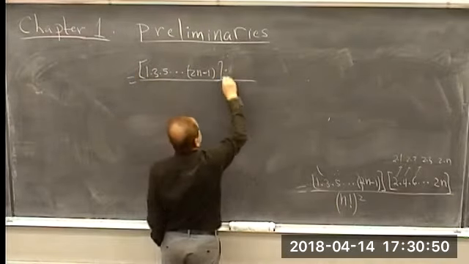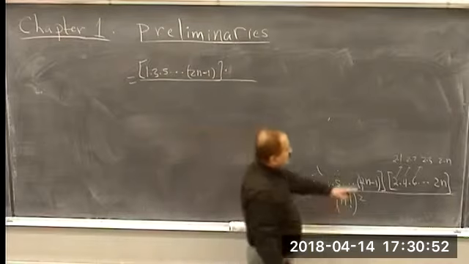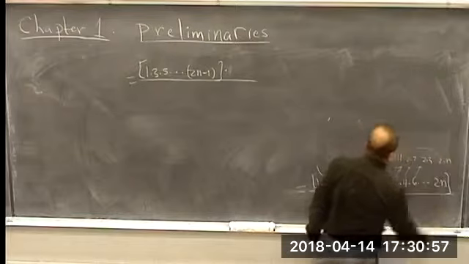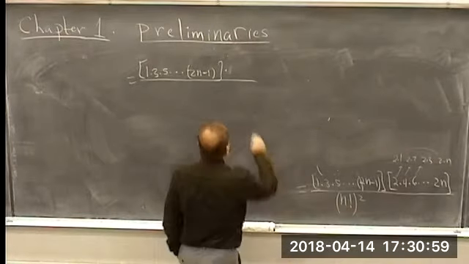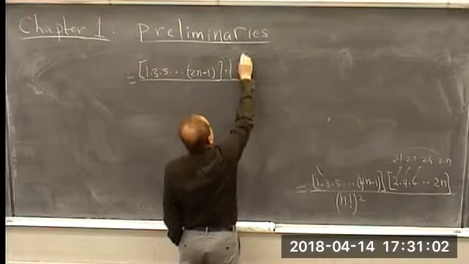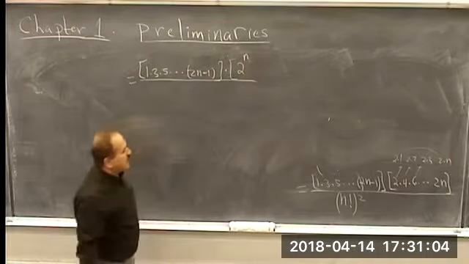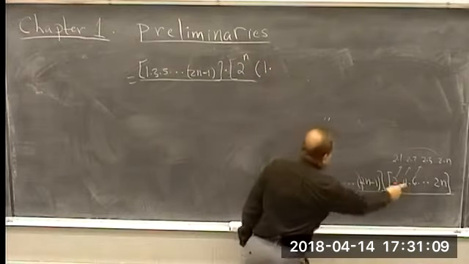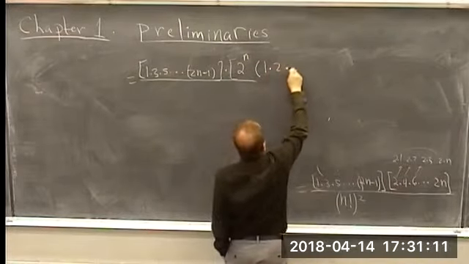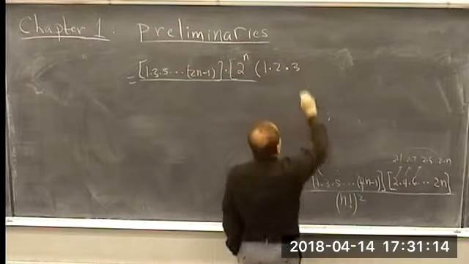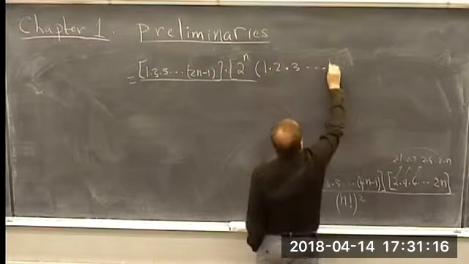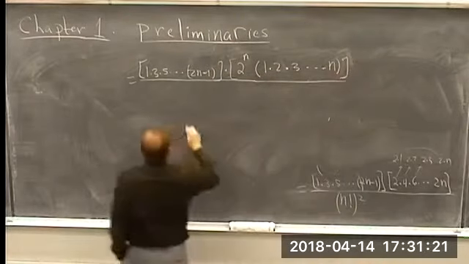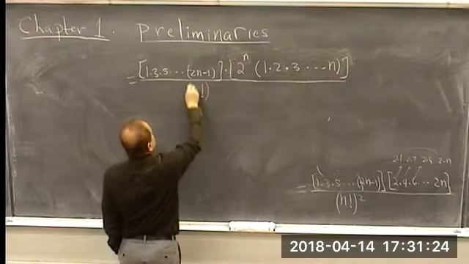Then I want to take a 2 out of this. How many 2's are in here? Well, there are actually n of them. So if I remove all of these, we're going to have 2 to the n, and we're going to be left with 1, which comes from the 2, and then 2 from the 4, and then the 6 is going to have a 3, and so on, and the 2n is n. And then we have the n factorial squared.